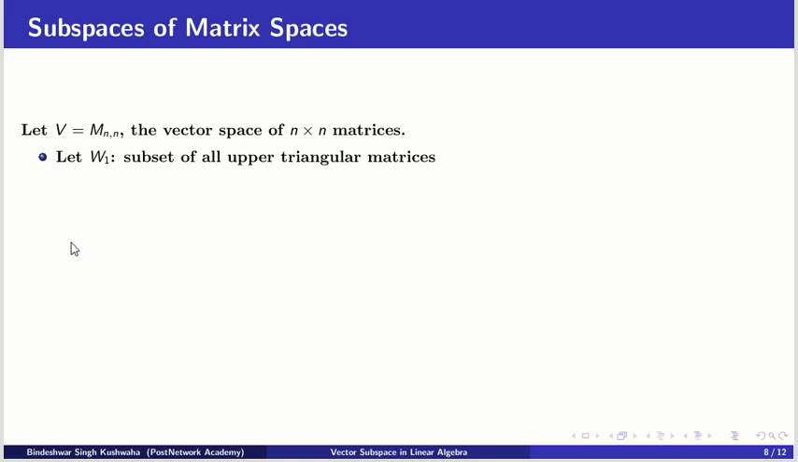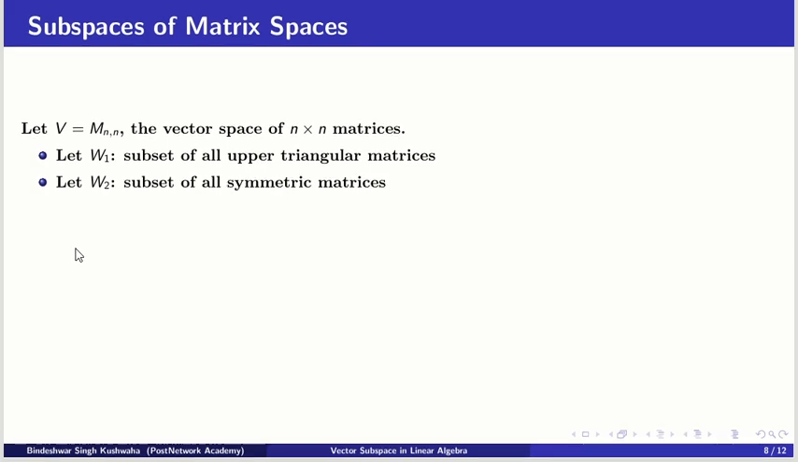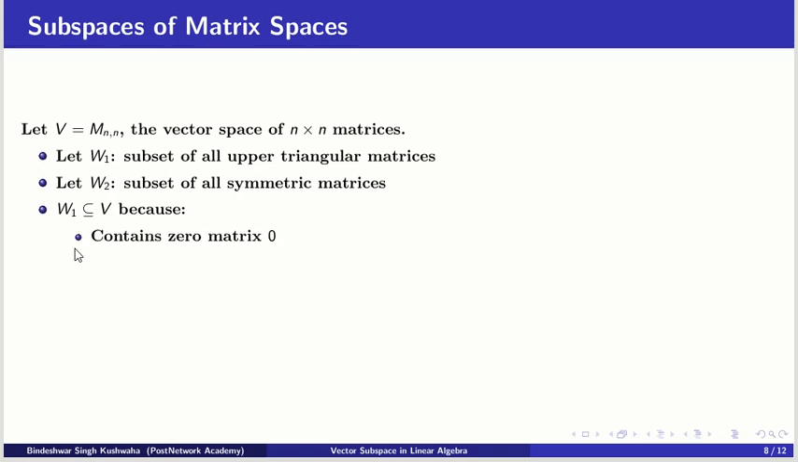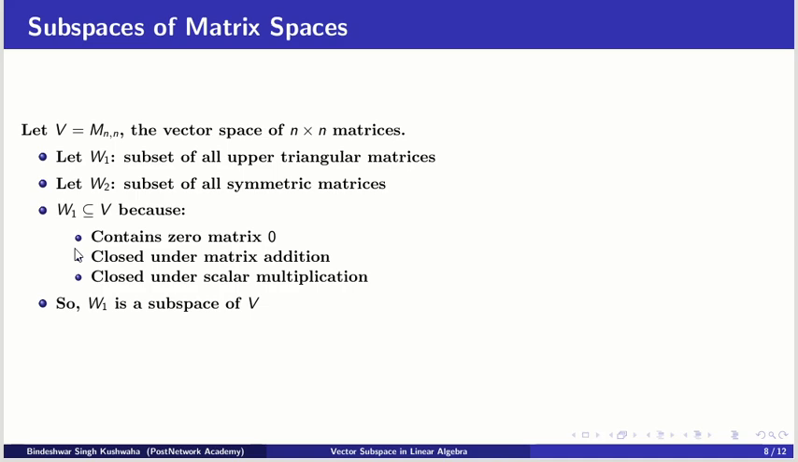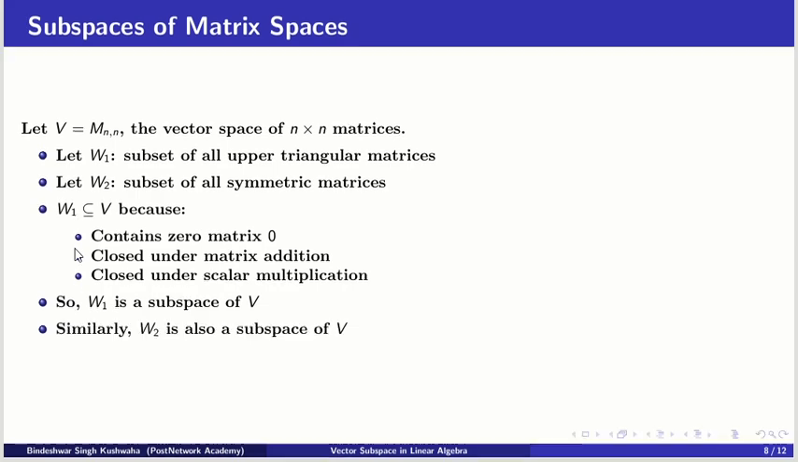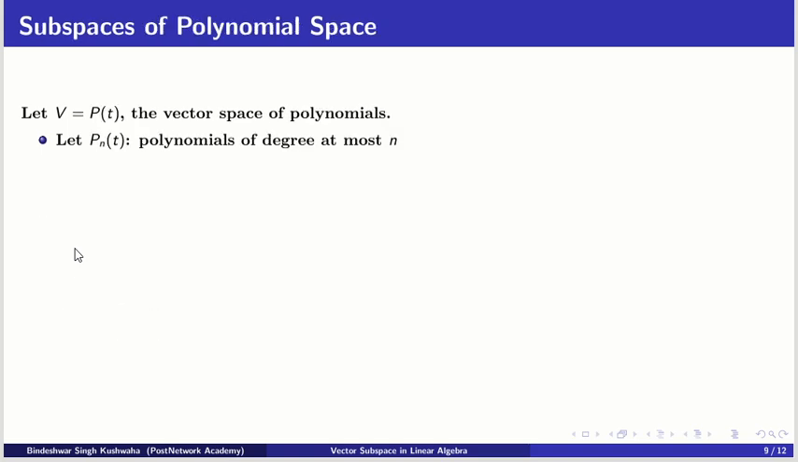Subspaces of matrices. Let M_n be the vector space of n by n matrices, that means square matrices, and let W1 be the subset of all upper triangular matrices, and W2 the subset of all symmetric matrices. Obviously W1 is a subspace of V because it contains the zero matrix and is closed under matrix addition and scalar multiplication. Similarly, W2 is also a subspace of V because it has all the properties.